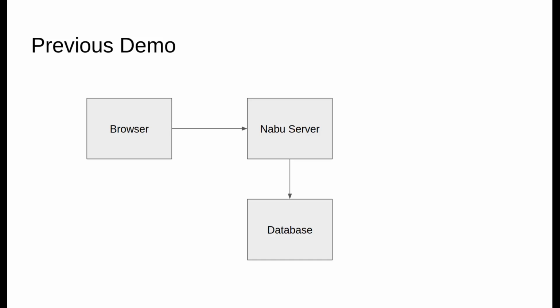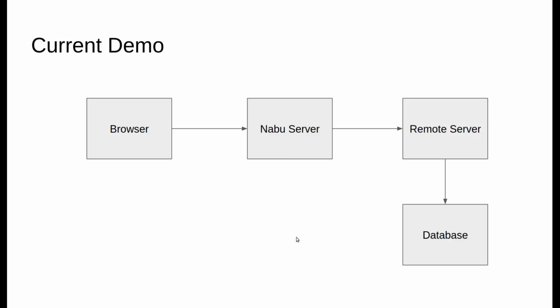To illustrate the difference slightly better, in the previous demo, we had our browser, which connects to the Nabu server, and the Nabu server directly connects to the database. That's how we did it before. In this demo, with the connector, we actually use the connector here to go to the remote server. And the remote server can then access the database or do something else. We don't really care at that point. We call it over a REST service.